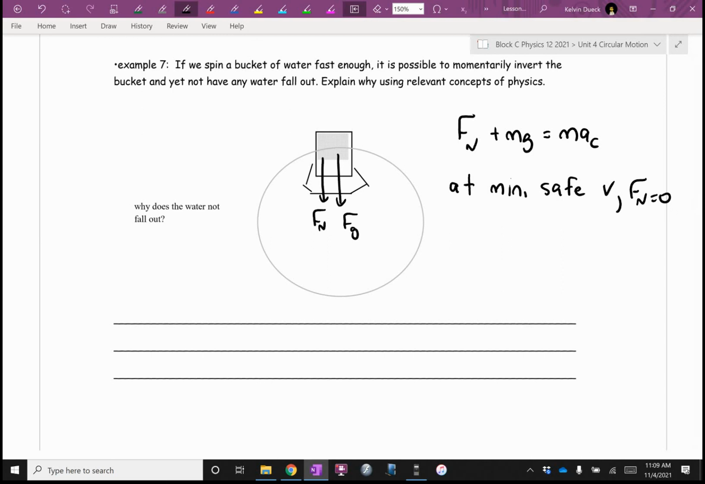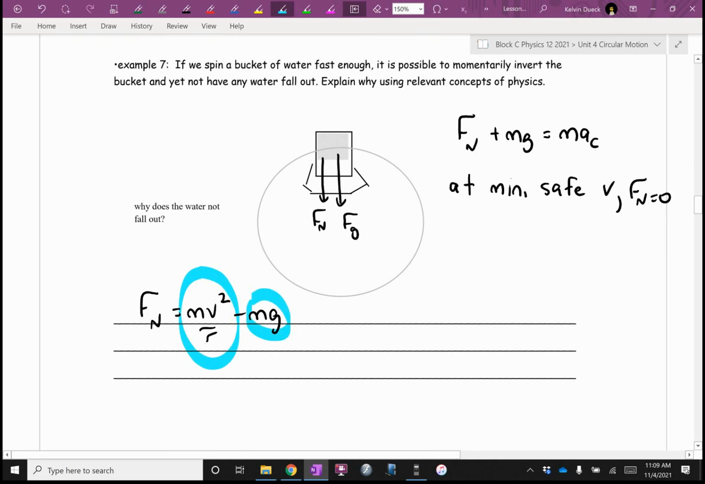So, as long as we have an Fn, we're okay. Yes? Let's get the Fn by itself. No, that's at minimum safe speed. Let's get the Fn by itself in this equation. How can I guarantee that I'll have a normal force bigger than 0? I think as long as this number is bigger than that number, I'll stay dry.